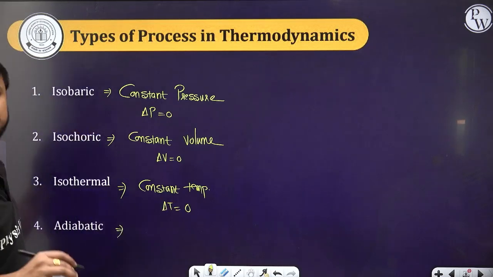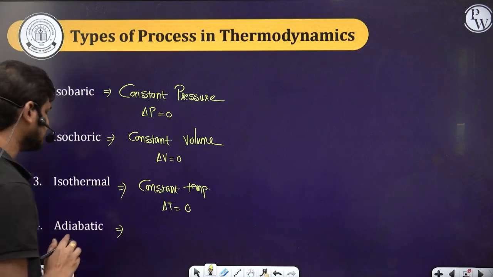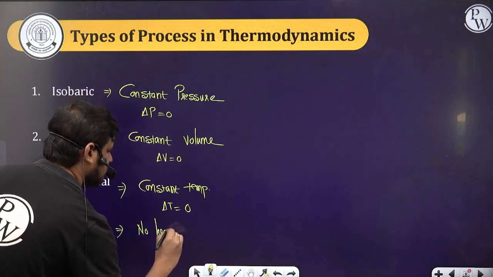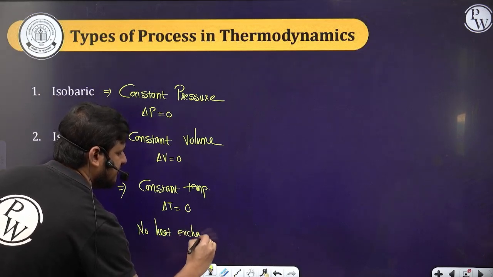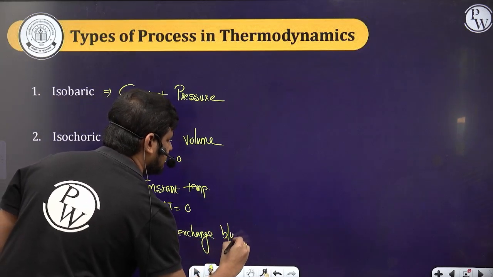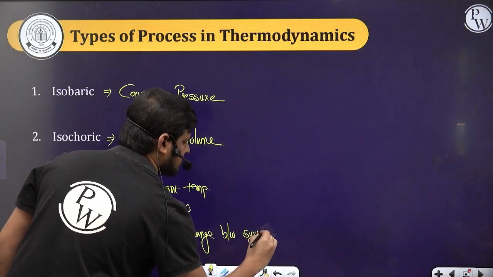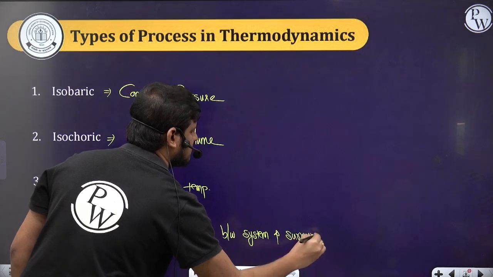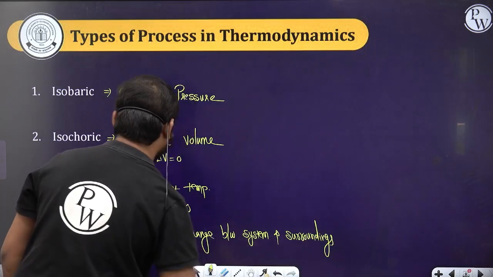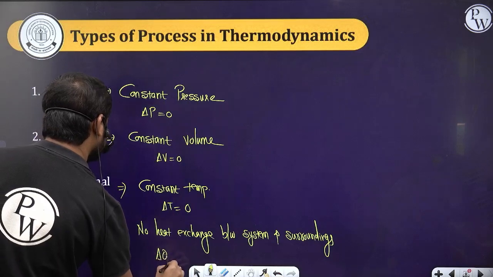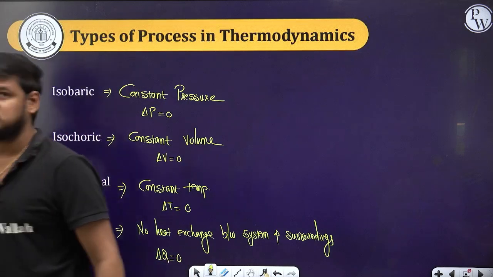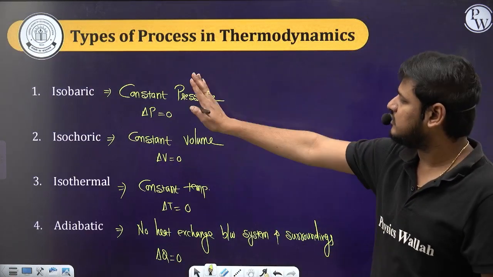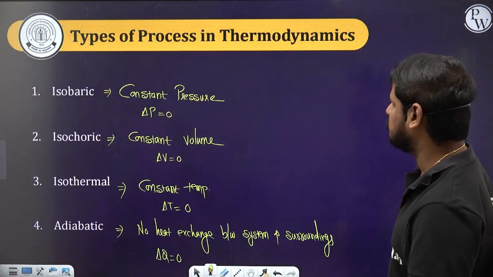Adiabatic, so there is no heat exchange between the system and surroundings. So here delta Q is equal to 0. Done. Let's move further. So just note this one. We'll discuss one by one in detail.